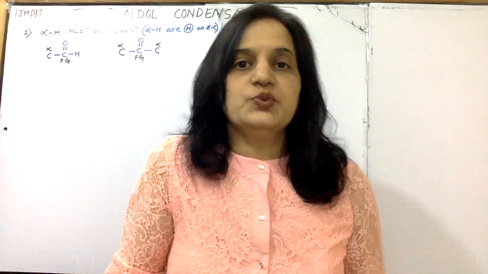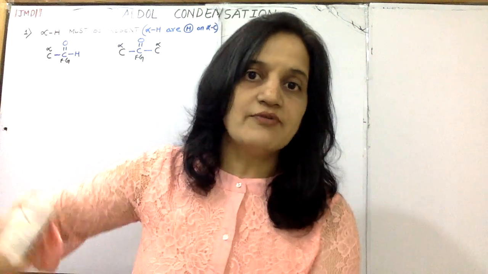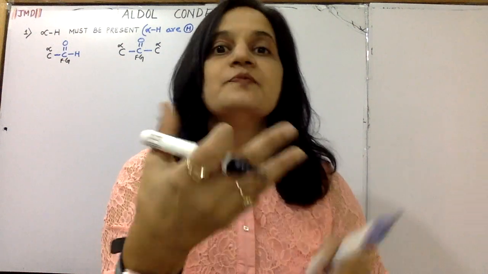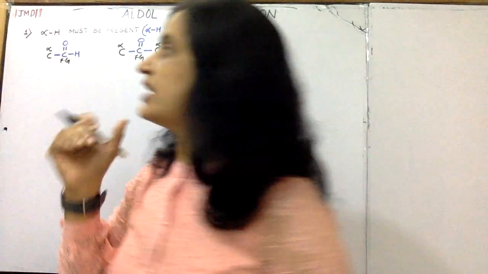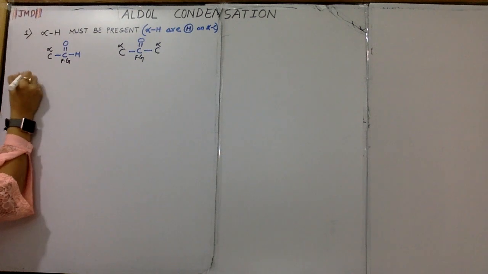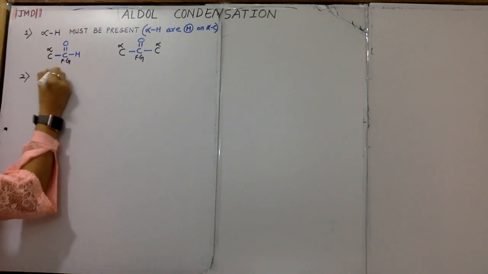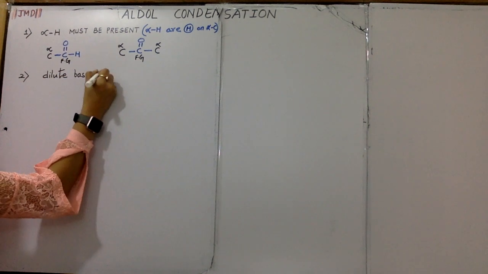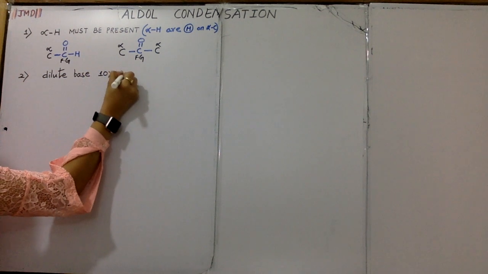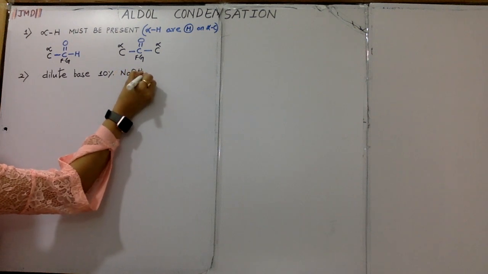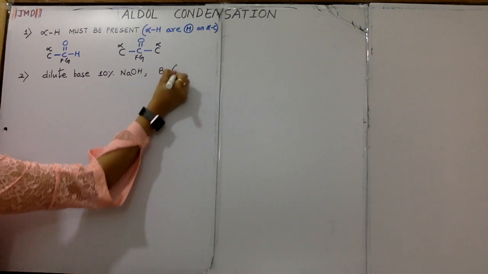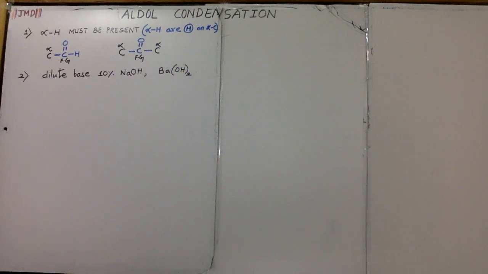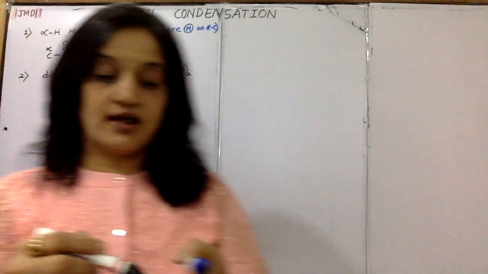Now, to do any reaction, we need some reagent. Only a substance having alpha hydrogen will not give me aldol condensation. But which reagent is required for this reaction to take place? So that's a dilute base. A dilute base like 10% caustic soda. Or we can also make use of Baryta, Ba(OH)2. Or a base like KOH can be used. So dilute bases are required.